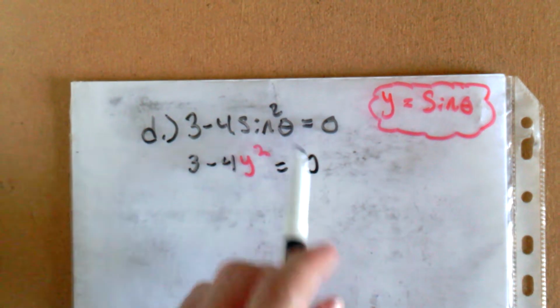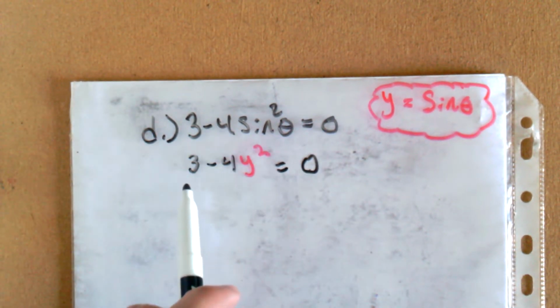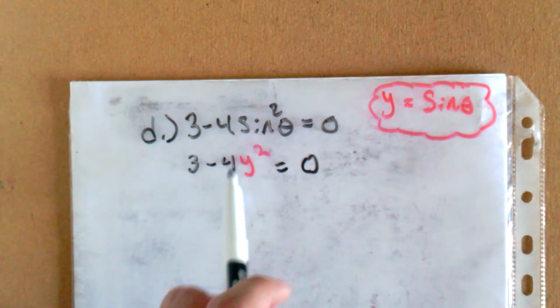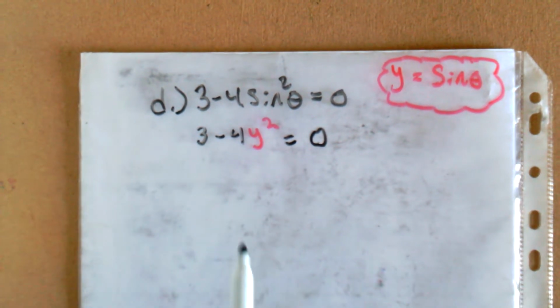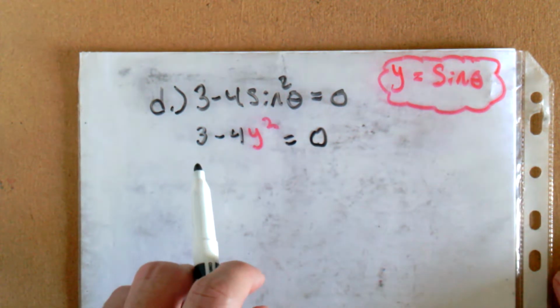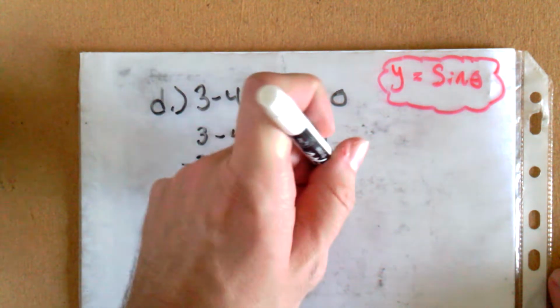Now do you see how this equation looks a little bit easier to solve than this one? We've kind of seen these problems before. Just 3 minus 4y squared equals 0. The goal is to get y by itself. So the first thing we want to do is get rid of the 3 here. To do that, we can subtract 3 on both sides, because what we do to one side of the equation, we must do to the other.